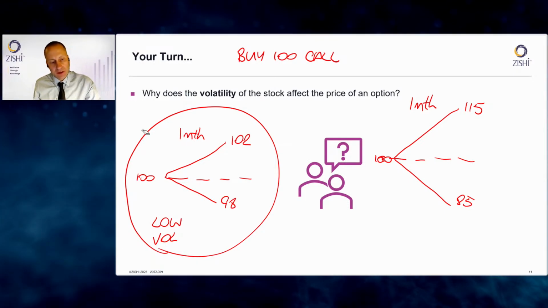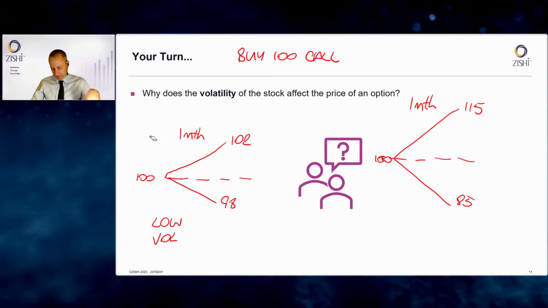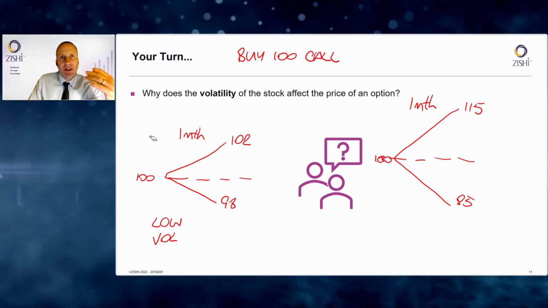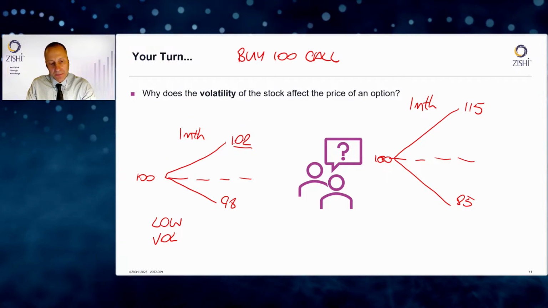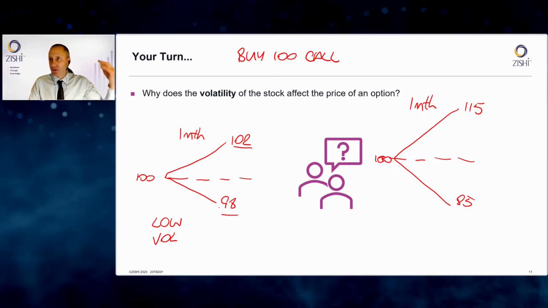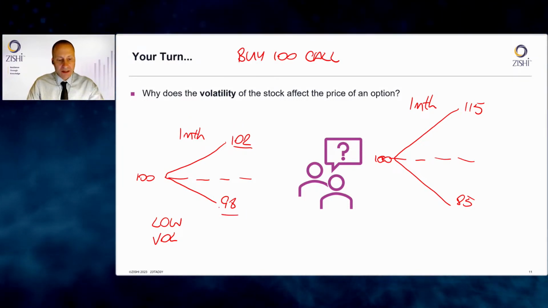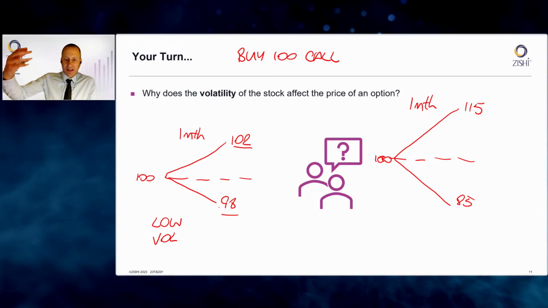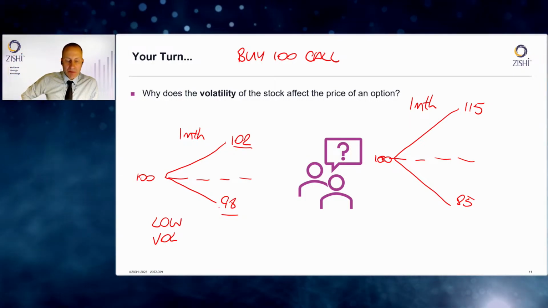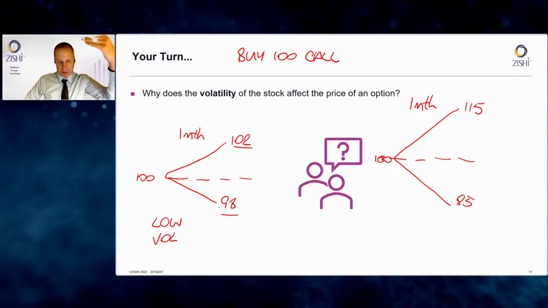Now, if you look at the simplistic outcomes that I've drawn there, you could say, well, realistically, the highest the stock is going to is 102. And if it goes down, my call's out of the money and I won't exercise it. So I really don't care how far the stock goes down. All I care about is how far the stock goes up. And so you're going to be looking at the upside potential.